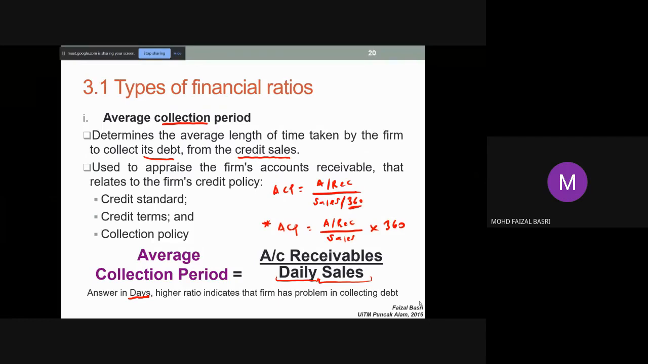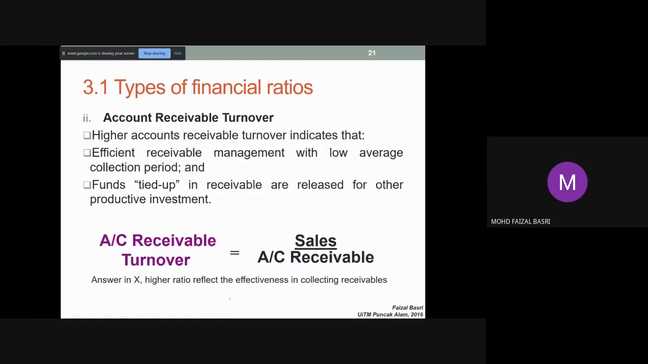Okay, so that's our first ratio under the activity ratio, ACP. Out of 20 something ratios that we have for the whole categories, this is the only ratio with days. Mostly it is either percentage or times. Okay, so next is account receivable turnover.